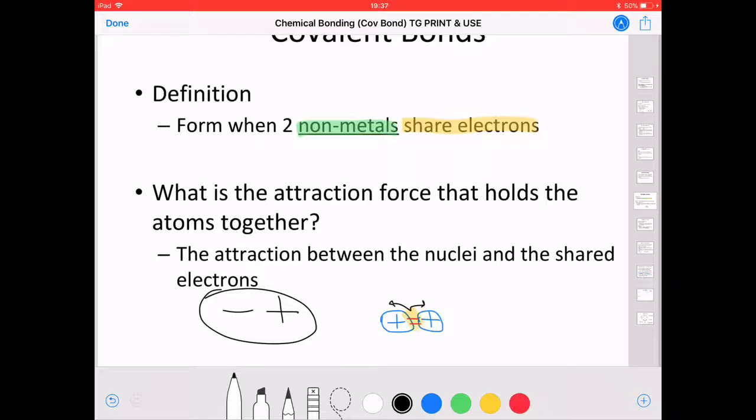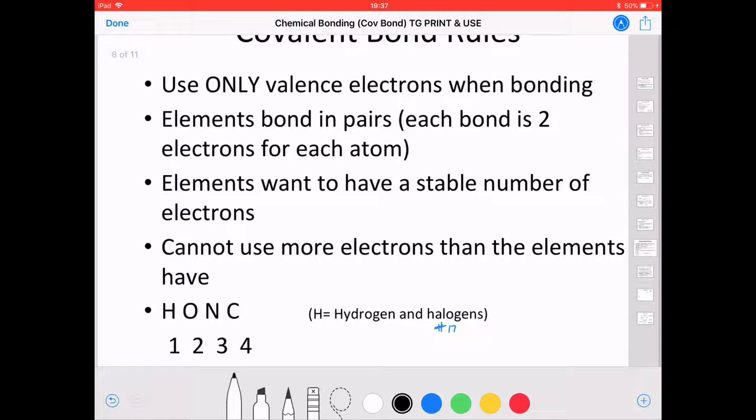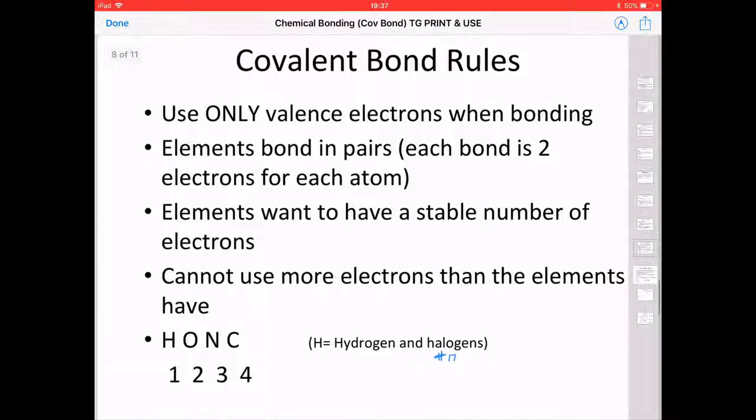Skipping down to the last two sections on your note sheet, you have some rules that we're going to go over. I'm going to read through these rules, and then we're going to do a few examples with them. So the first one is that you only use valence electrons when bonding. This doesn't matter whether it's a covalent or ionic bond, because we don't care about those inner electrons. We only care about the ones on the outer edge, because when two atoms come next to each other, close enough to bond, it's only those outer electrons that interact with each other.